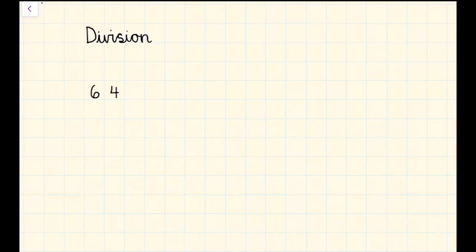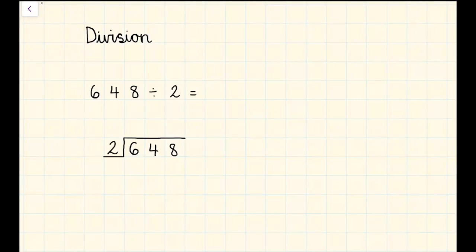On the screen, you can see an example of 648 divided by 2. In this example, 648 is our dividend and 2 is our divisor. So what you're going to see me drawing is a little bus stop, and what we do is we put the dividend underneath the bus stop and the divisor outside. Then we're going to move working from left to right, asking ourselves how many times the divisor fits into each of the digits of the dividend.